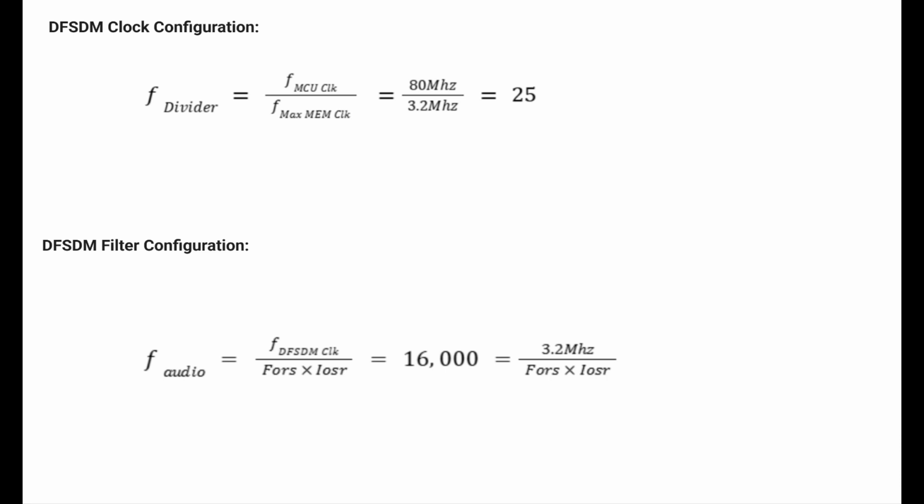Based on the information given earlier, the values of FOSR and IOSR can be calculated using this formula: frequency of the audio equals frequency of the DFSDM clock divided by FOSR divided by IOSR. This value has to match the sample rate, which in our case is going to be 16 kHz. Given the 16 kHz and knowing the frequency of the DFSDM, we can easily calculate the values of FOSR and IOSR. Let's wrap this up by putting everything together in one diagram.